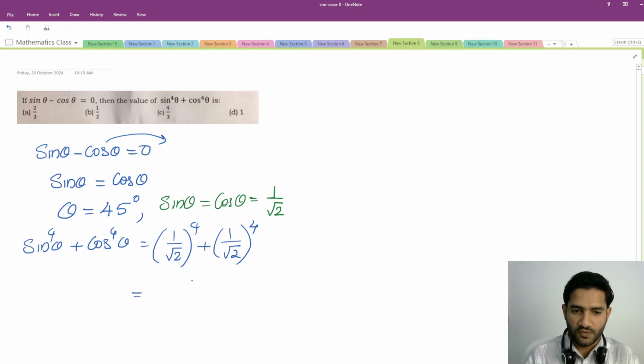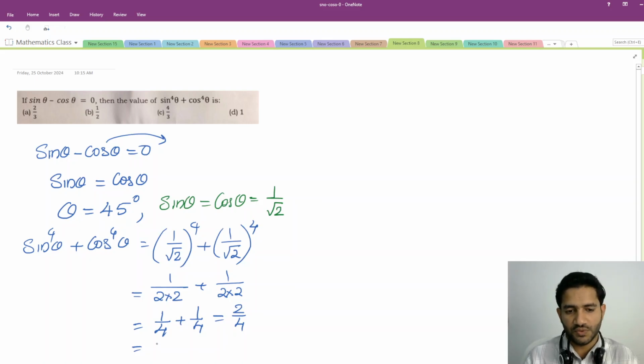But here it is power 4. So it will be 1 by 2 into 2, because we are multiplying the square root 4 times. Again here 2 into 2. So it will be 1 by 4 plus 1 by 4. So 1 plus 1 is 2, it is 2 by 4. Both are even numbers and divisible by 2, so we can divide by 2. It will be 1 by 2. Now 1 by 2 means the second option.